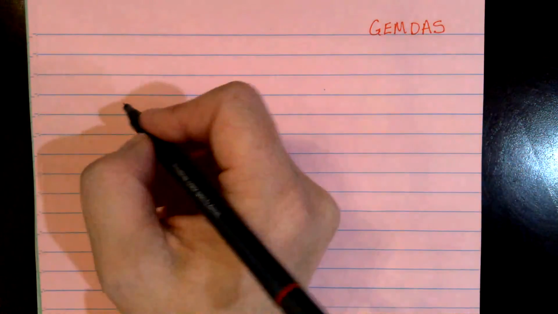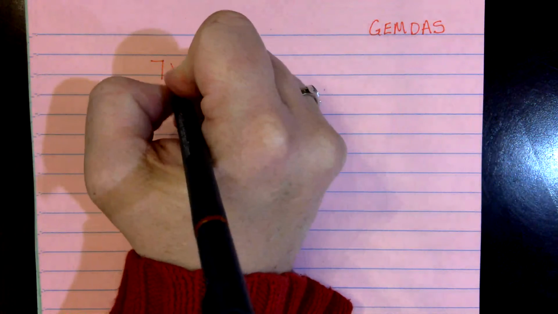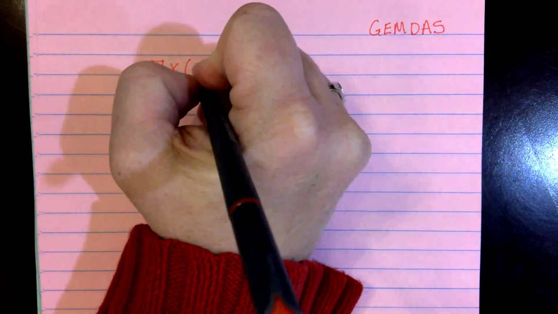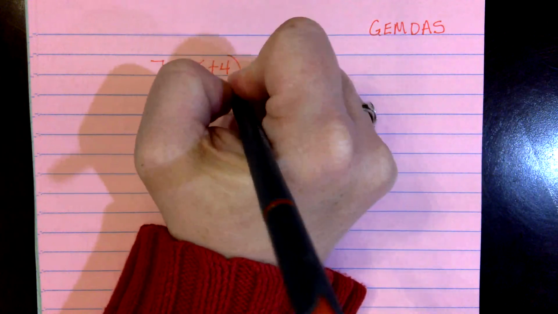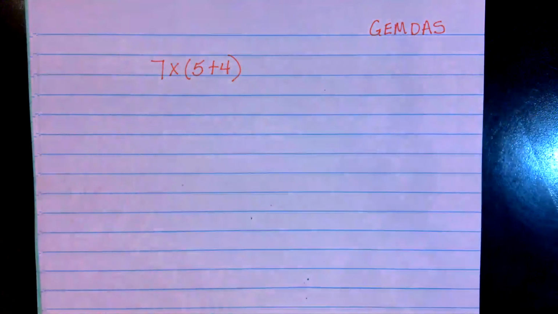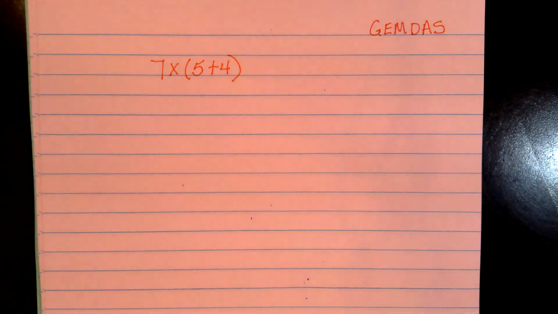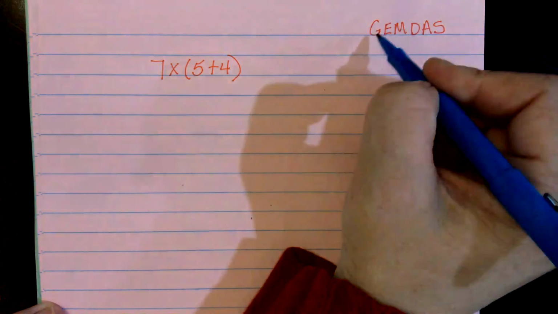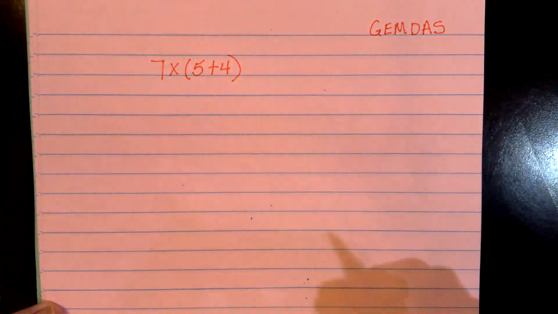All right, so now that we know what GEMDAS is, what does it look like when we're actually working with an expression? So I have an example for you. We're going to start with 7 times parentheses 5 plus 4. All right, so we're going to start out with what is in parentheses. GEMDAS says groupings, that's parentheses, braces, and brackets.